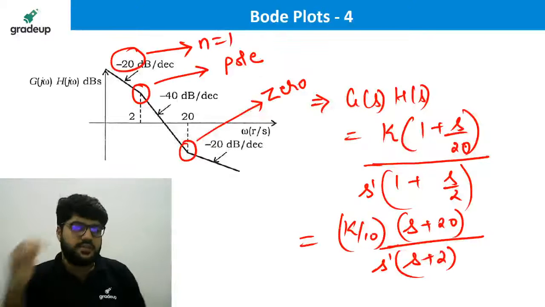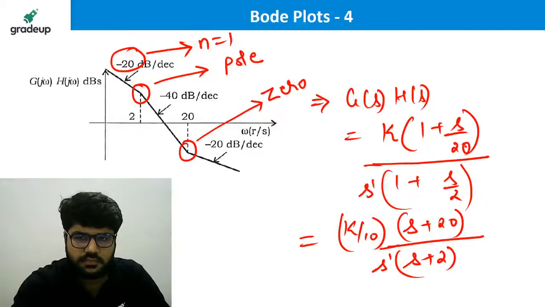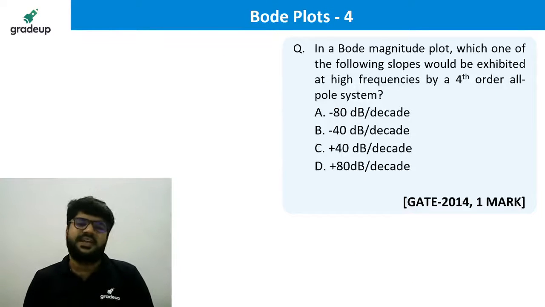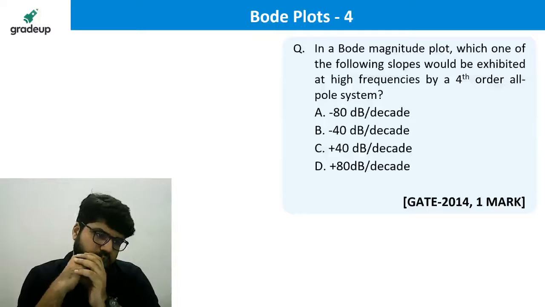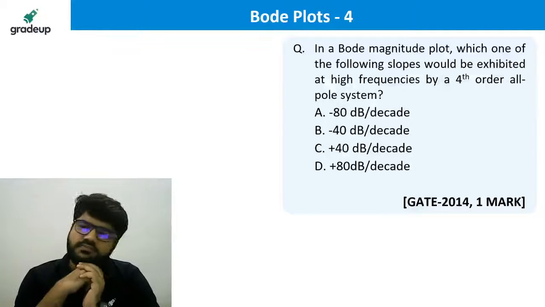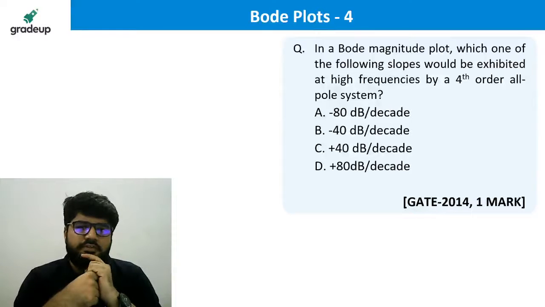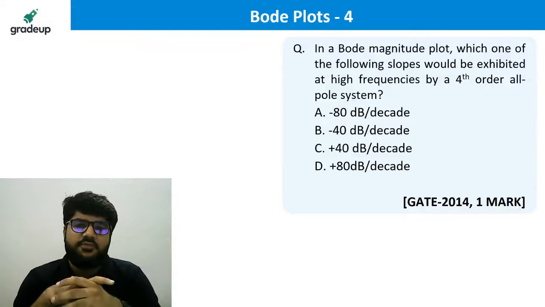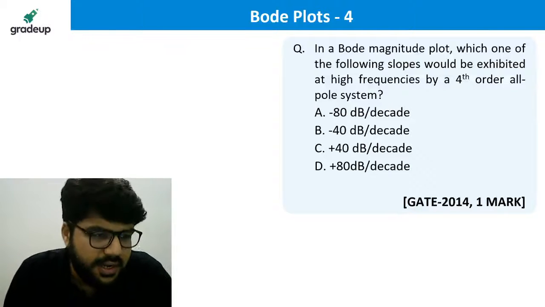Next screenshot. Next question, very simple. Now there are sometimes very direct questions from the Bode plot. In the Bode magnitude plot, which one of the following slopes would be exhibited at high frequency by a fourth order all pole system? Soumya, Zayan, correct. Yes, Deepa, Sachitra, Shubham, correct. Verma, Dinesh, Anjana, Ramprasad, Sindhu, all correct. Yes, Dev Kumar, correct. Rahul, correct.